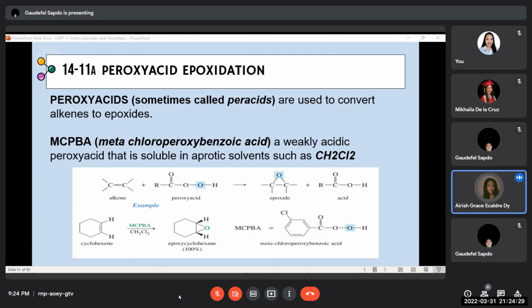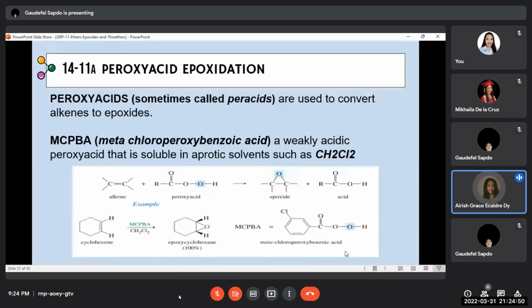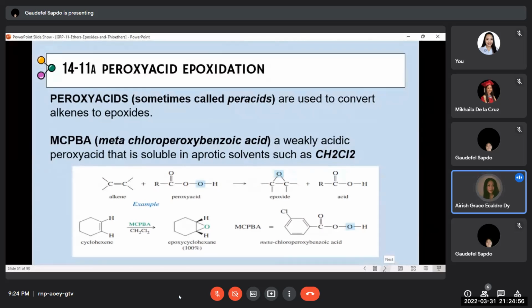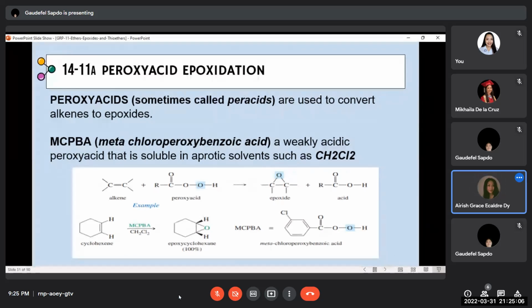Because of its desirable solubility properties, metachloroperoxybenzoic acid, or MCPBA, is often used for these epoxidations. MCPBA is a weakly acidic peroxy acid that is soluble in a protic solvent such as CH2Cl2. So, in this picture, you can see the alkene combining with peroxy acid to convert it to epoxide. The peroxy acid is a functional group which is like a carboxylic acid but has two oxygen atoms.